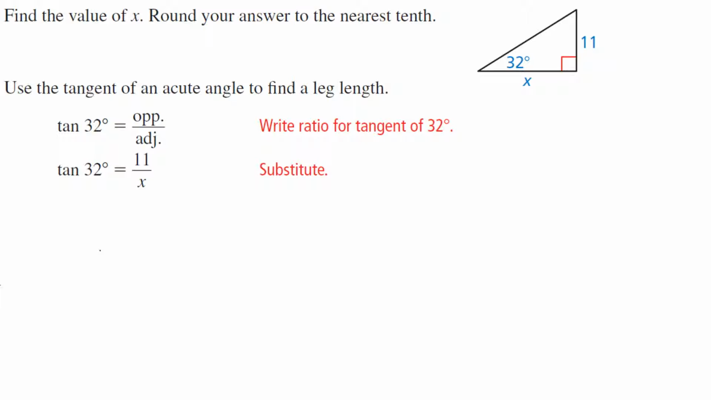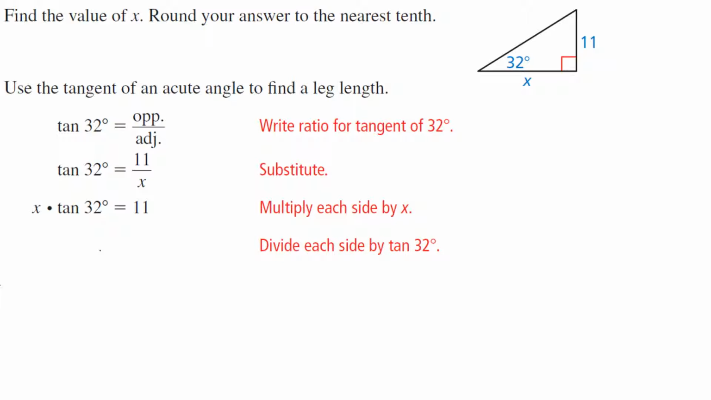Well, we better figure out x. Let's multiply each side by x. Now I've got x times the tangent of 32 degrees equals 11. Well, we're making some progress, but I really want x isolated by itself. Divide each side by the tangent of 32 degrees. Now it becomes a game of, can you push the buttons on a calculator in the correct order? Comes out to be about 17.6.